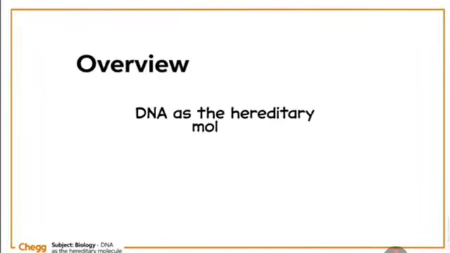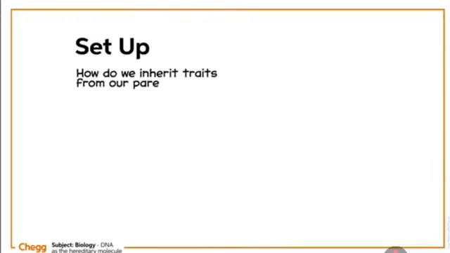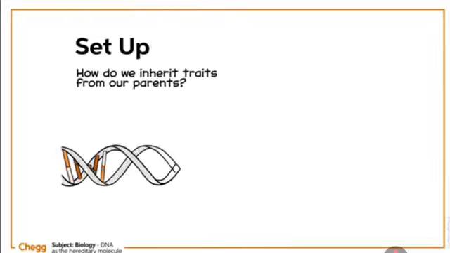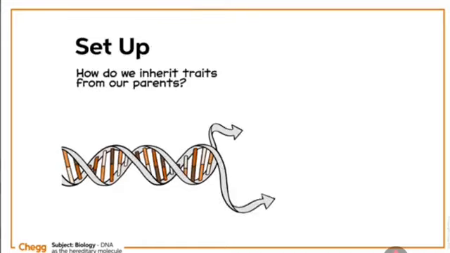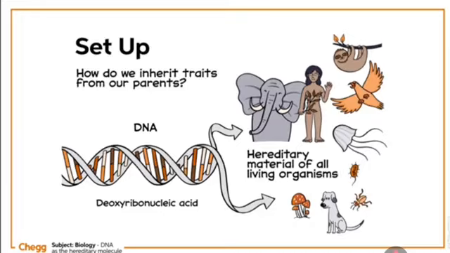In this video, we'll talk about Griffith's experiment and how it contributed to our understanding of heredity. How do we inherit traits from our parents? It's a question that long perplexed scientists until the answer was eventually found in deoxyribonucleic acid, aka DNA. We now know that DNA is the hereditary material of all living organisms.